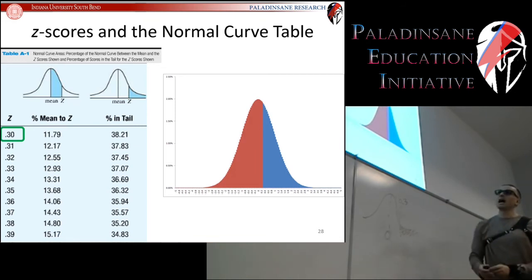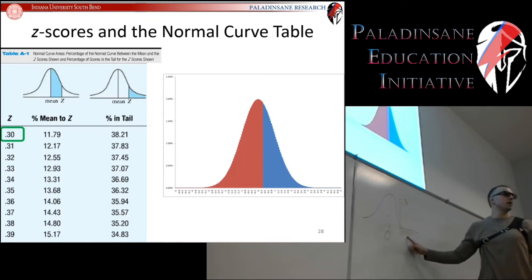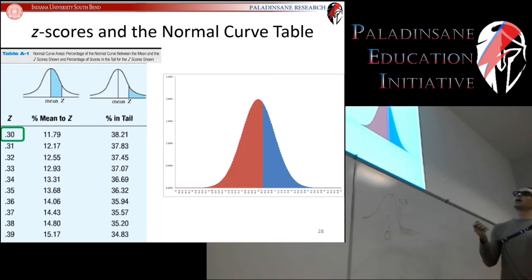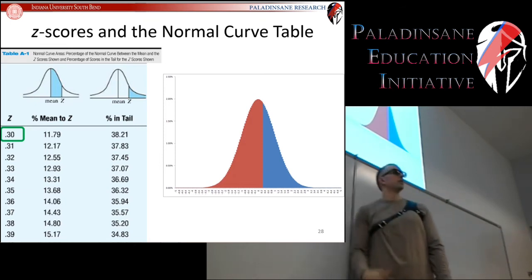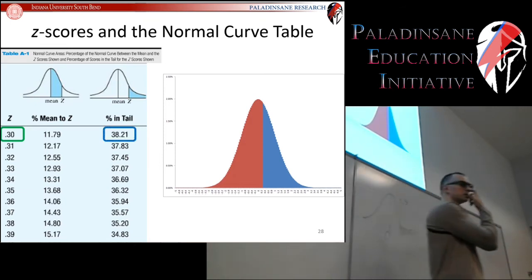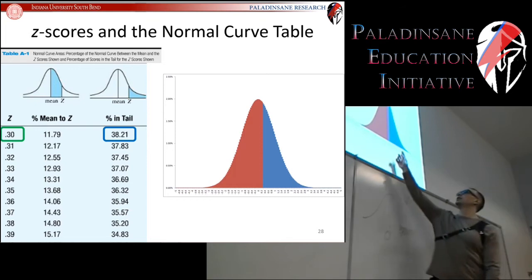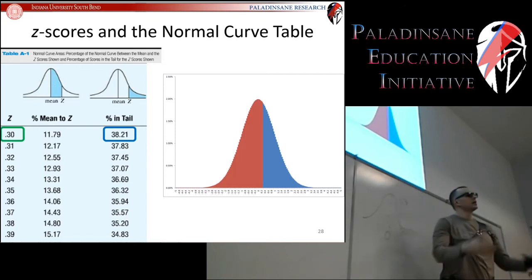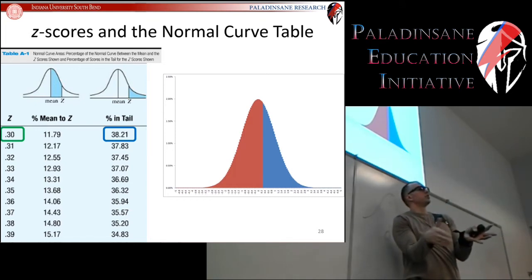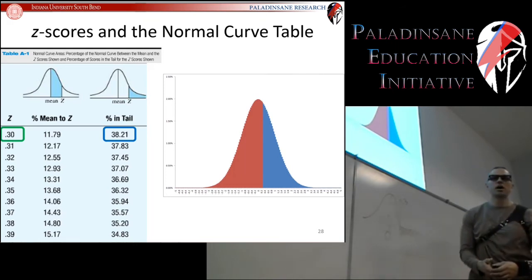And what you're going to want to do is after you find that 0.3, you're going to want to say, which column does my picture look like? Does it look like column number 1 here? No, that doesn't match. Does it look like column number 2? Oh yeah, that's the one. And then you find the percent that's associated, and you end up with the right answer. In this case, 38.21% of the distribution is in that blue area.